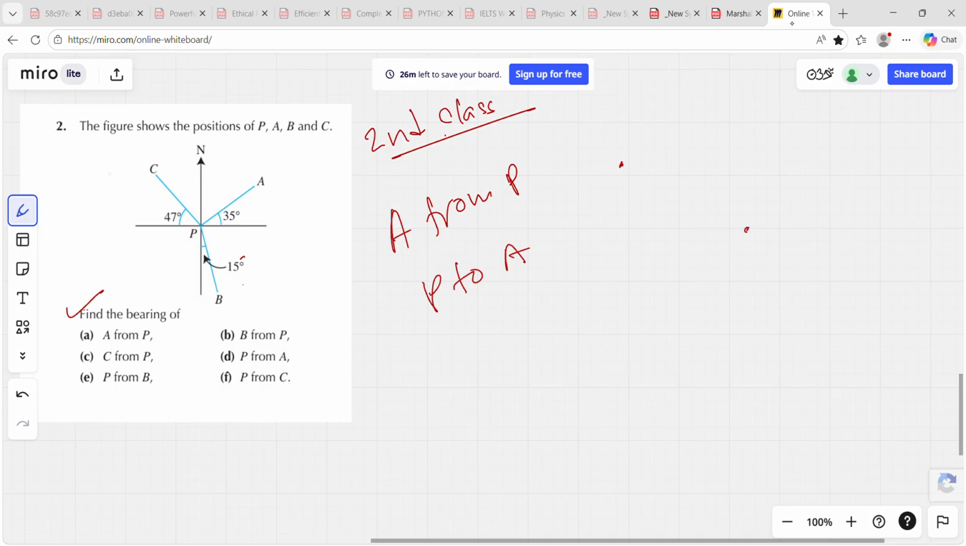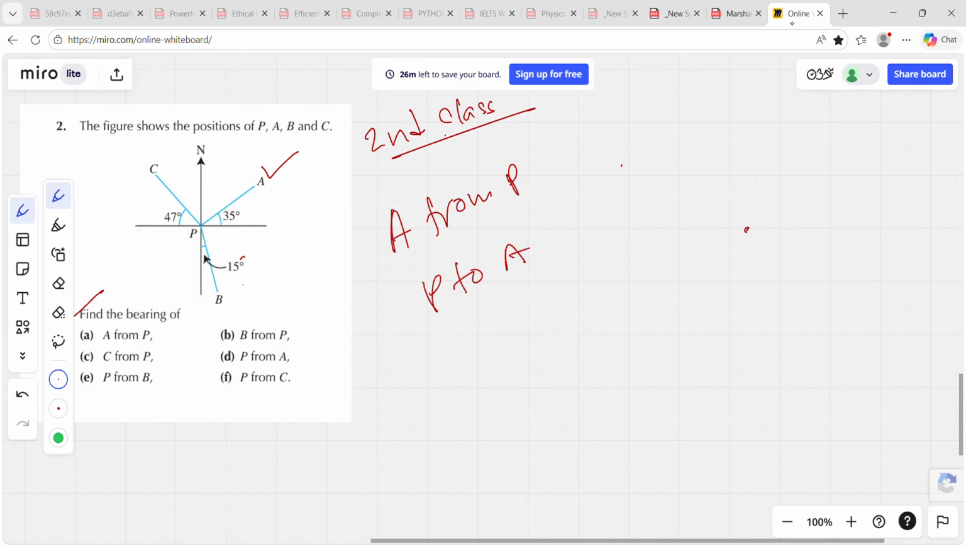So how do you go? If it is not a degree portion, then you can go this way, but when it comes to degrees, you have to calculate the direction as an angle. It will always be calculated from the north side. This is north. As they say, the bearing from P to A, you have to calculate it. So where is your A?